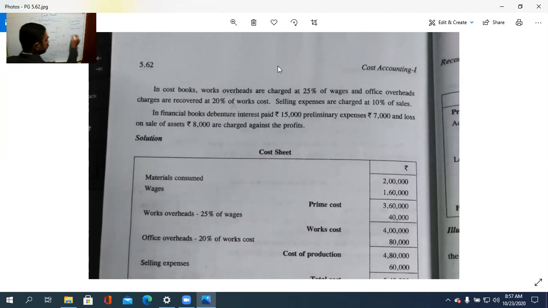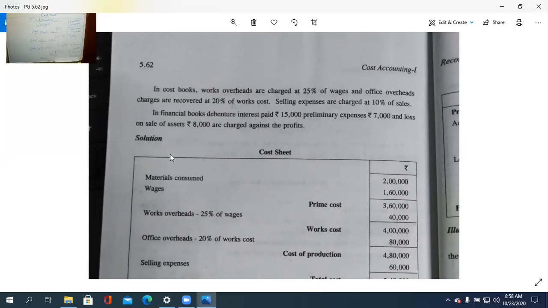So I thought it is directly need to be taken care. So how much is the wages? 1,60,000. Take 25% of 1,60,000. It is 40,000. So that 40,000 to be coming here. Okay. So it is how much? 4 lakh. Then, like the same, office overhead how much?